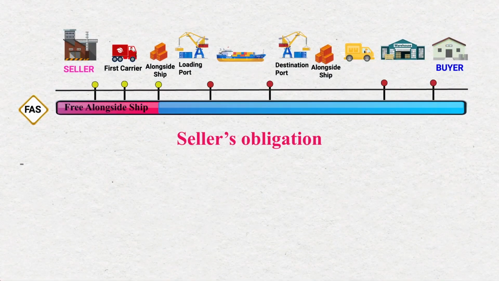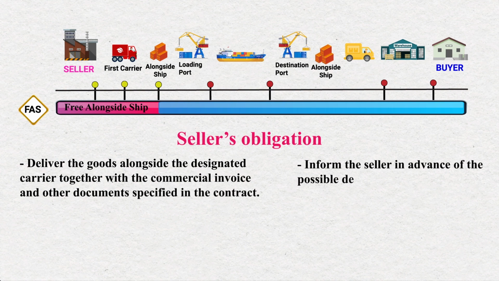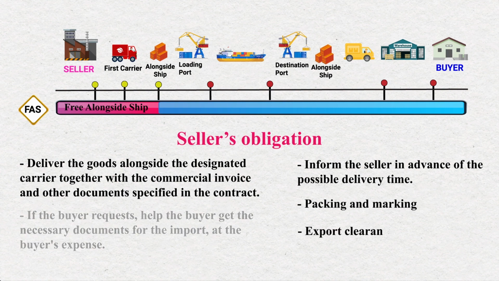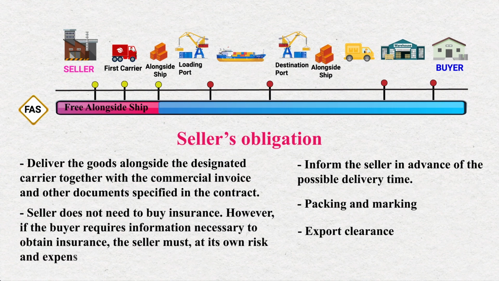Seller responsibilities are: deliver the goods alongside the designated carrier together with the commercial invoice and other documents specified in the contract. Inform the buyer in advance of the possible delivery time. If the buyer requests, help the buyer get the necessary documents for the import, at the buyer's expense. Packing and marking, export clearance. Seller does not need to buy insurance. However, if the buyer requires information necessary to obtain insurance, the seller must, at its own risk and expense, provide such information to the buyer.